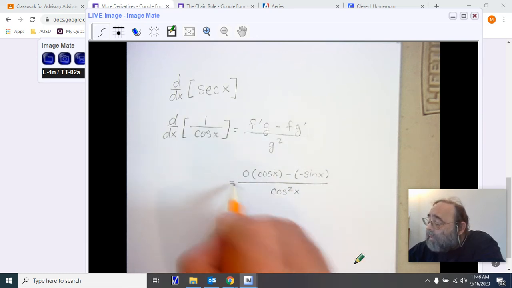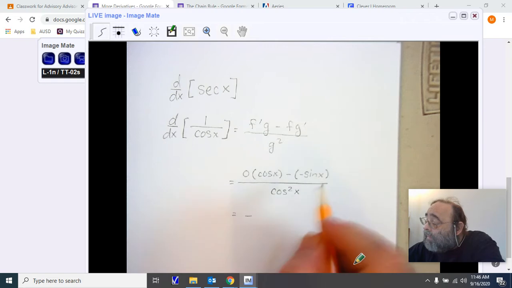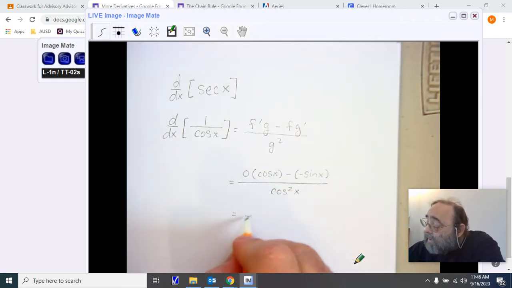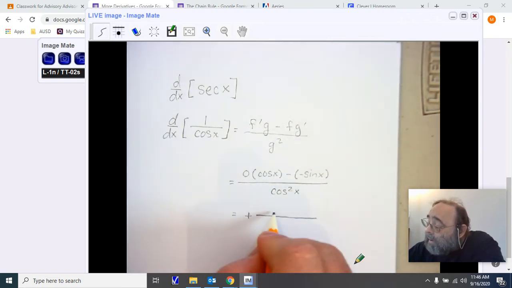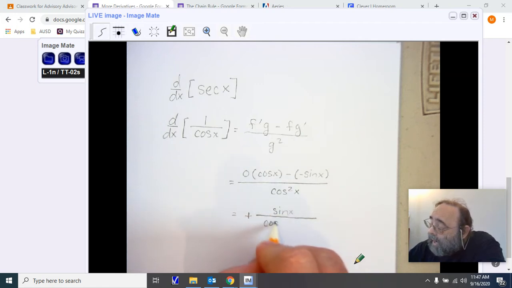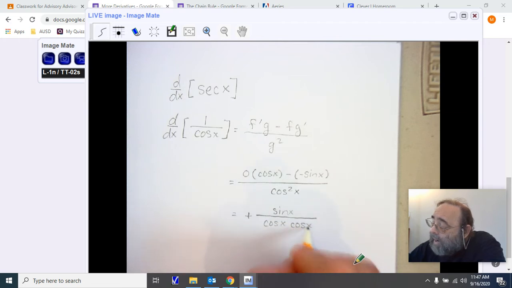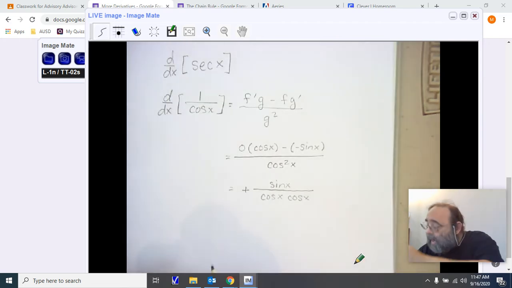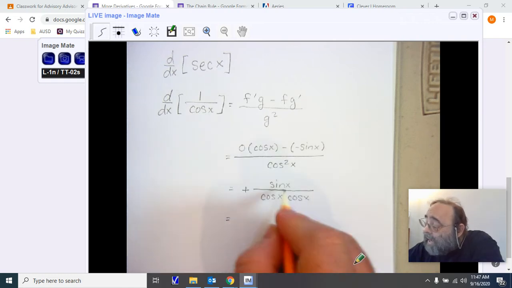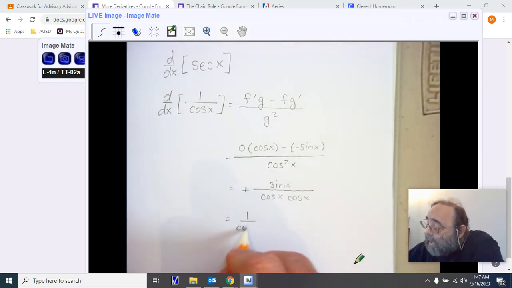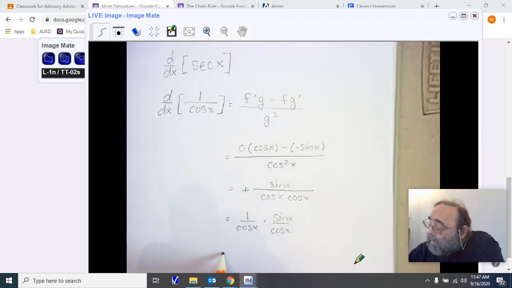Now that's going to go away, so we're looking at positive sine x over cosine squared x, and I'm writing it this way so that I can now rewrite it as the secant, 1 over cosine, times the tangent, sine over cosine. And that's what we're looking for, secant x, tangent x.